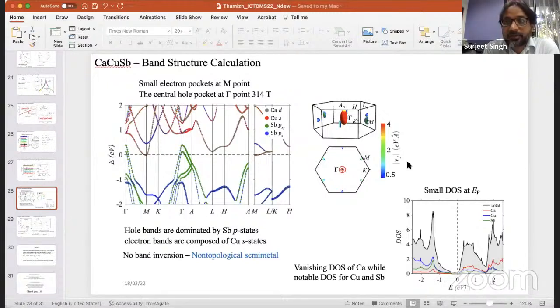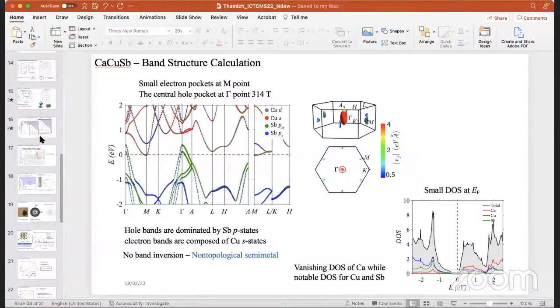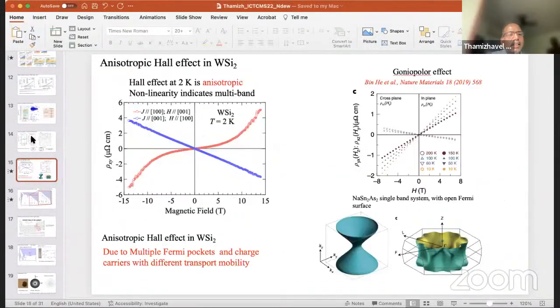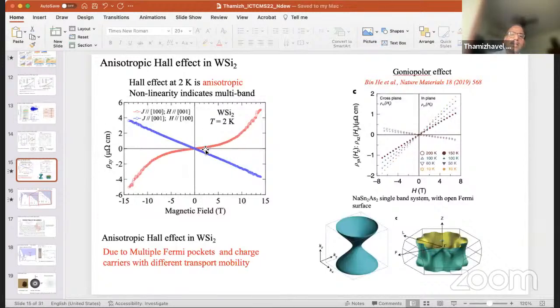Swapnil, you can go ahead and ask your question. I just have a simple question. This WSI2 system is showing no anisotropy in the resistance, but it is showing a large anisotropy in the Hall effect. If I apply the magnetic field along the C-axis, it is dominated by the hole, and in the AB plane it is dominated by the electron Fermi surface. There are multiple carriers, but if the magnetic field is along the 100 direction and the current is along the 001 direction, the Hall effect is completely electron dominated.